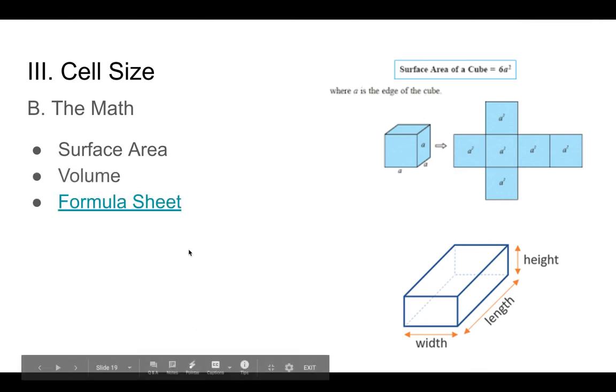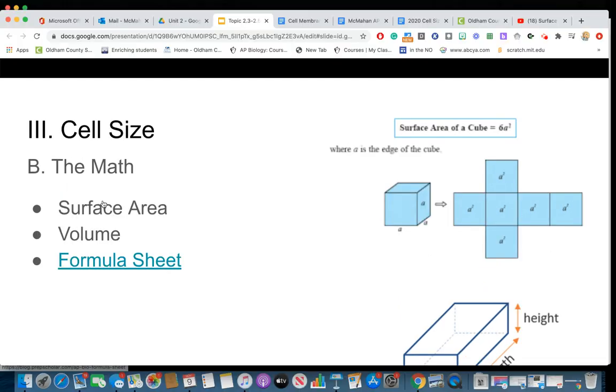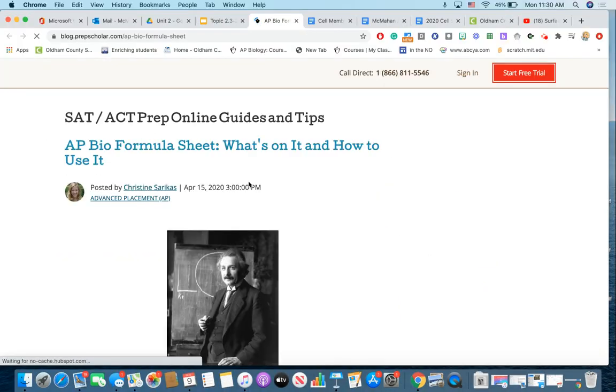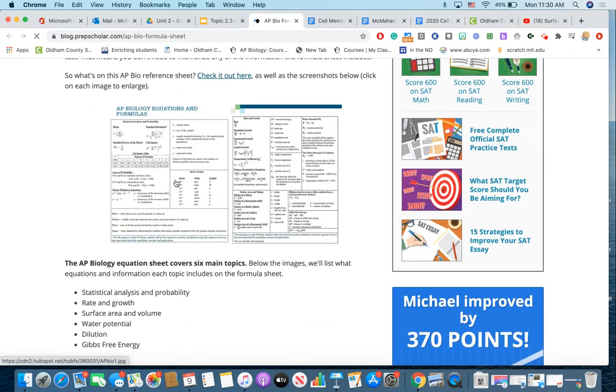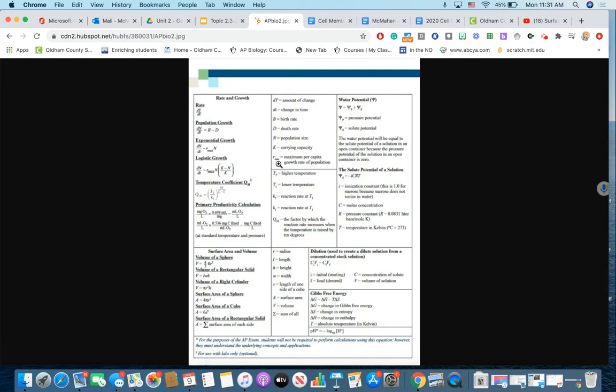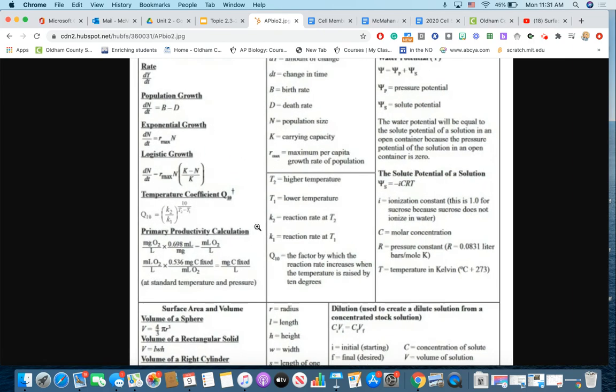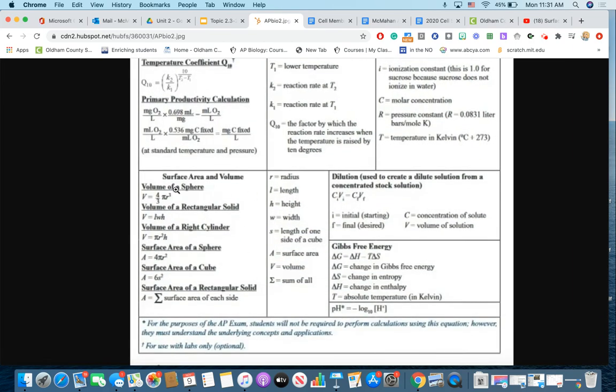When we calculate surface area and volume from the formula sheet, let's take a look at what we are seeing. Hold on, here's the formula sheet, the front of it, and then the back of it. The surface area and volume calculations are on the back. So right down here in this section, you can see the surface area and volume calculations for some common objects: a sphere, a rectangular solid, or a cylinder.